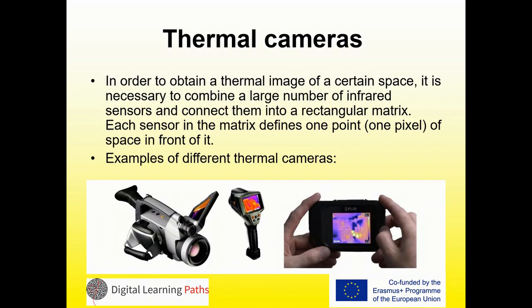Thermal cameras. In order to obtain a thermal image of a certain space, it is necessary to combine a large number of infrared sensors and connect them into a rectangular matrix. Each sensor in the matrix defines one point, or one pixel, of the space in front of it. And these are examples of different thermal cameras.